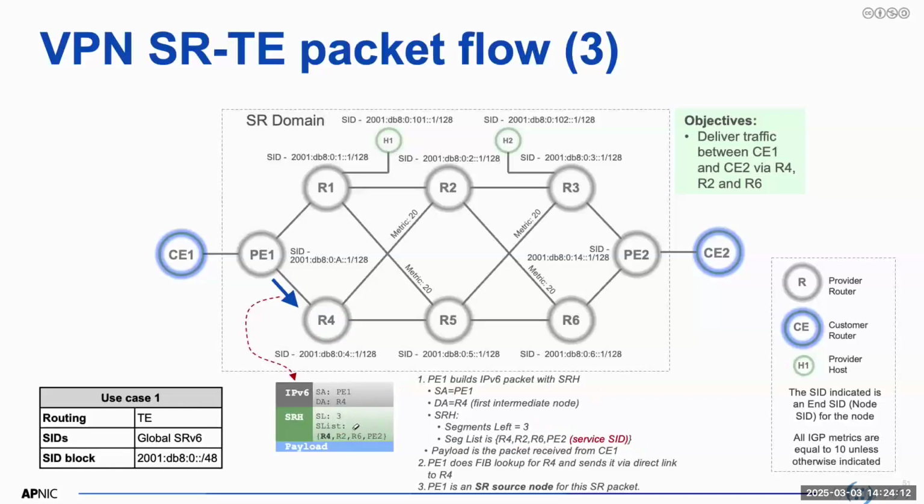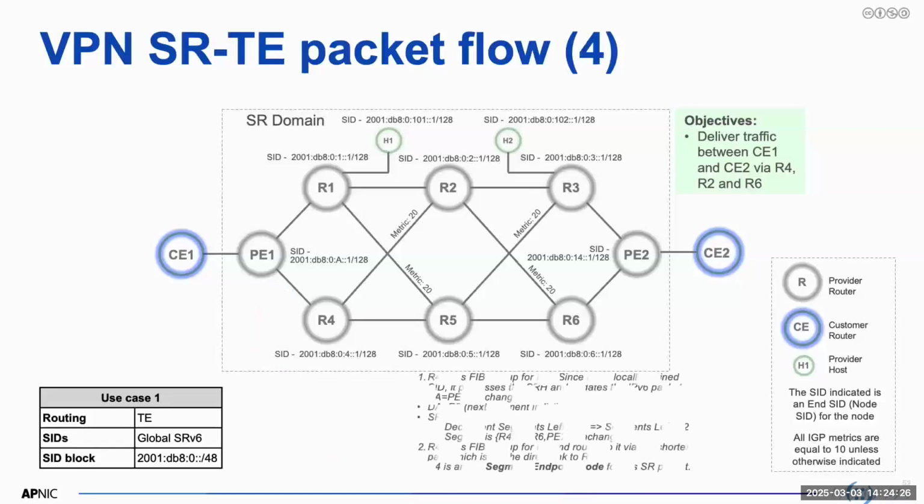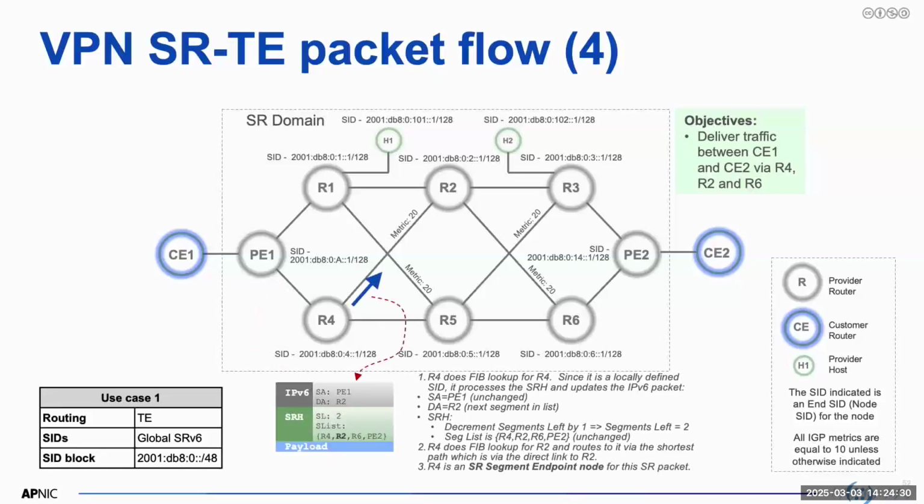So it will go to position number 2, which in this case is R2. So it will put R2 into the destination address field and forward the packet towards R2.